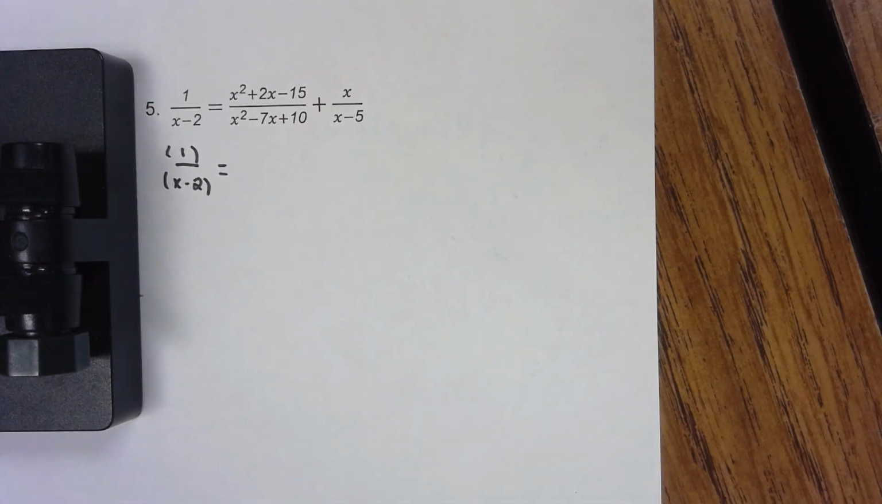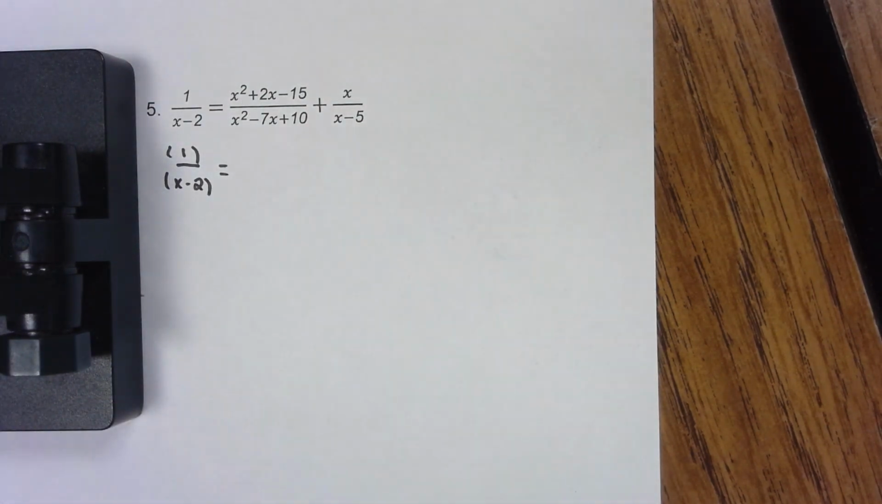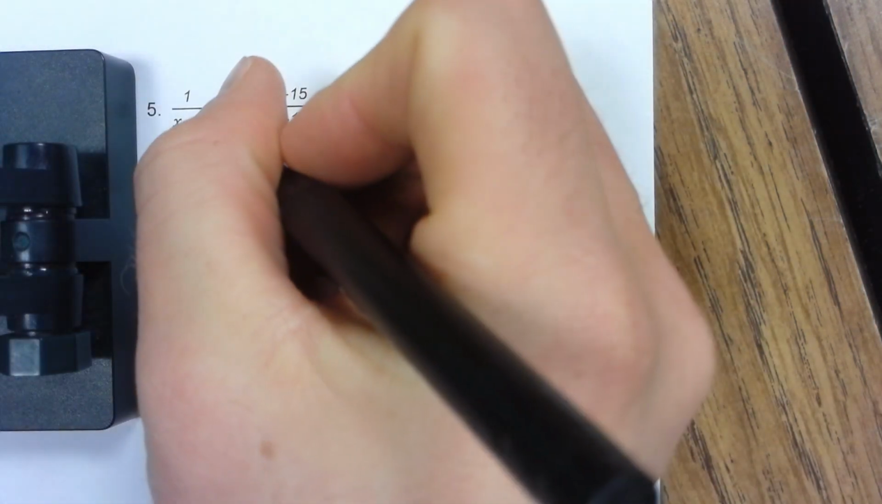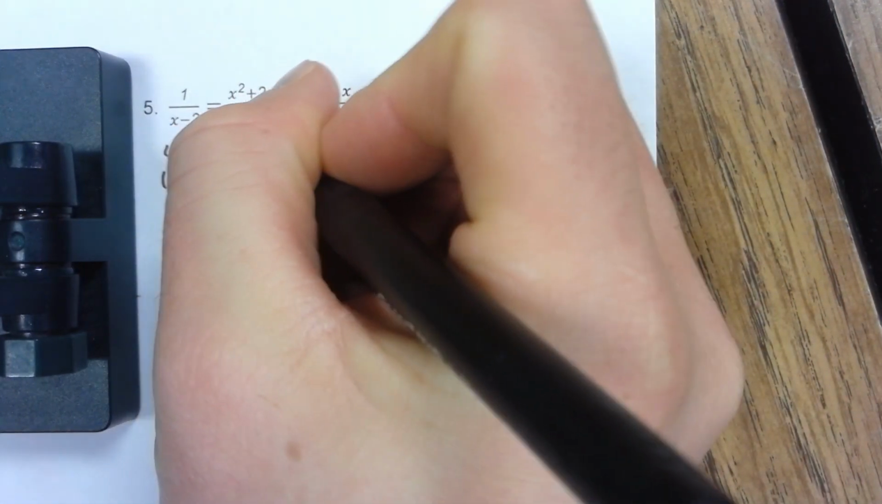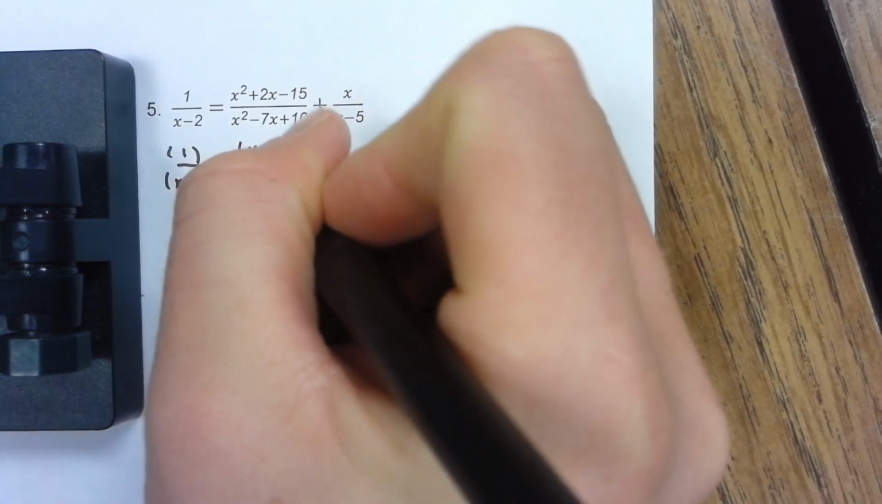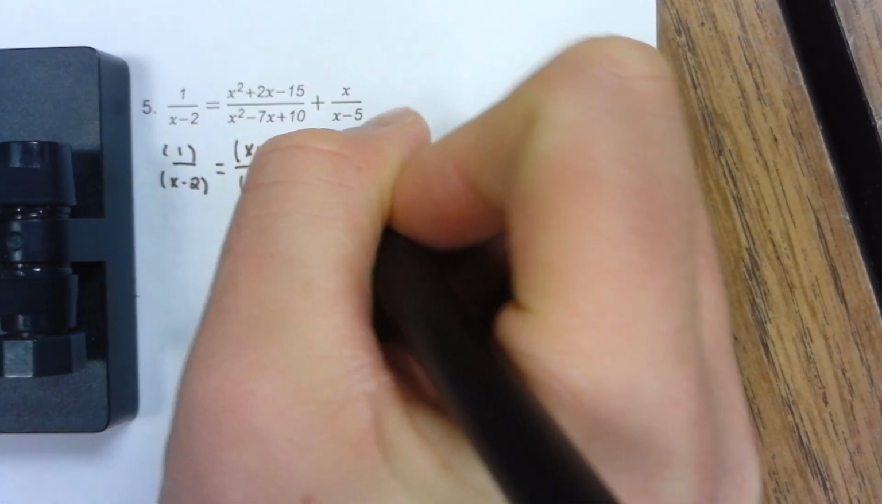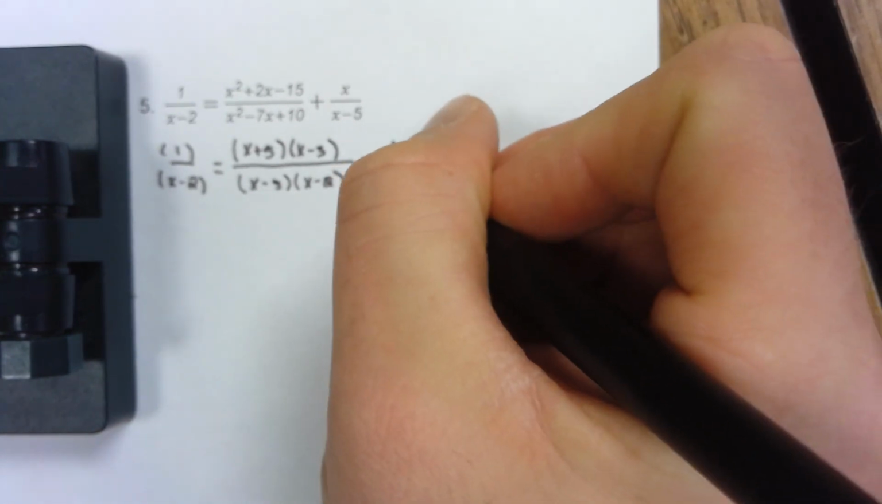X squared plus 2x minus 15. I'm thinking about numbers that add to 2 and multiply to negative 15. That would be positive 5 and negative 3. The denominator, x squared minus 7x plus 10, factors to x minus 5 and x minus 2. And then the x and x minus 5, nothing factors.